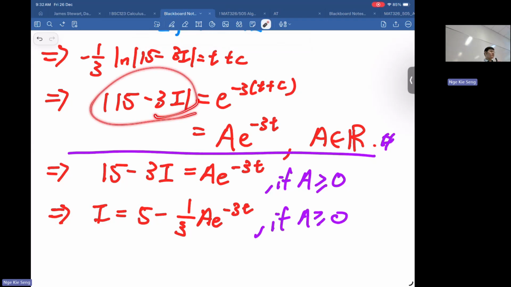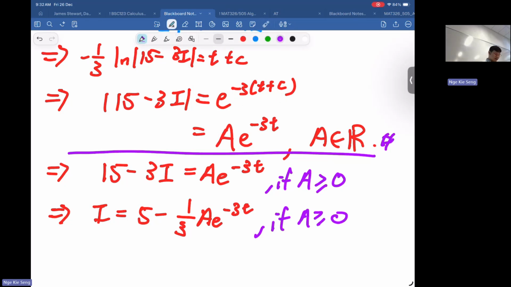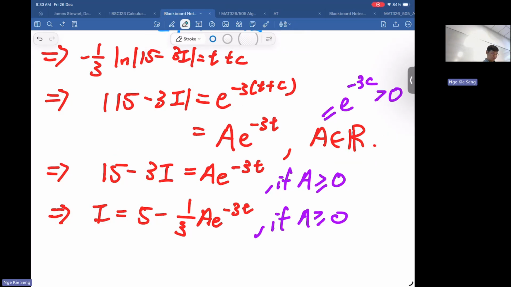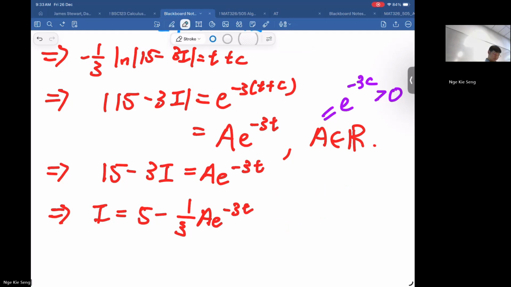You mean this is always positive? This one? But this A, let me think. Oh, you are right. Okay, so this A actually comes from the image of -3 to C, right? So this is always strictly greater than 0. Okay, good. So we can continue. Thank you.